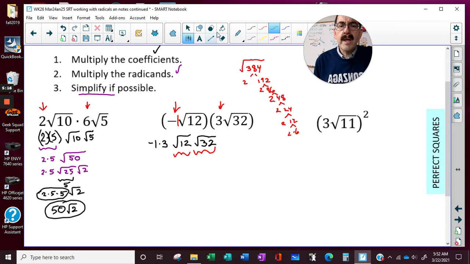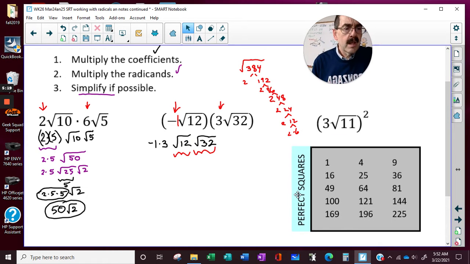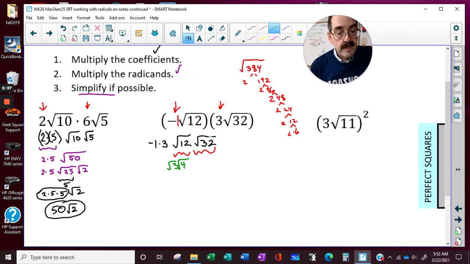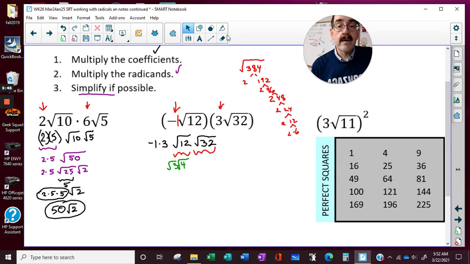Things that multiply to 12 that have perfect squares. Okay? So when I think of 12 and I'm looking for a perfect square, I think of 3 times 4. And I'm going to write square root of 3, square root of 4. Now, if you do these long enough, you think of perfect squares, okay? I think we'll just move that out and leave it right there, okay? When I think of perfect squares and I think of 32, I have the square root of 2, square root of 16.